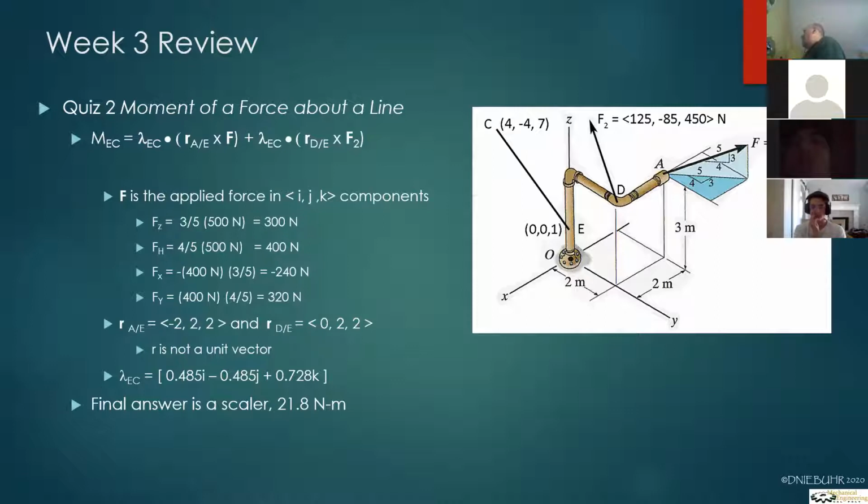Remember, r is never a unit vector. And then the unit vector for the line EC, not CE, but EC, is as I've shown. So the final answer is about 21.8 plus or minus 1, depending on how you rounded your answers. And so that's the quiz.